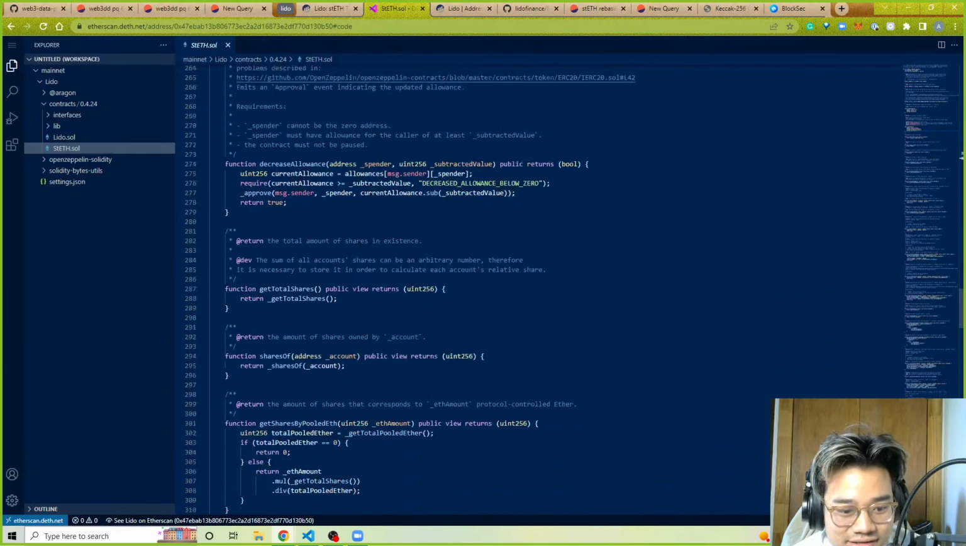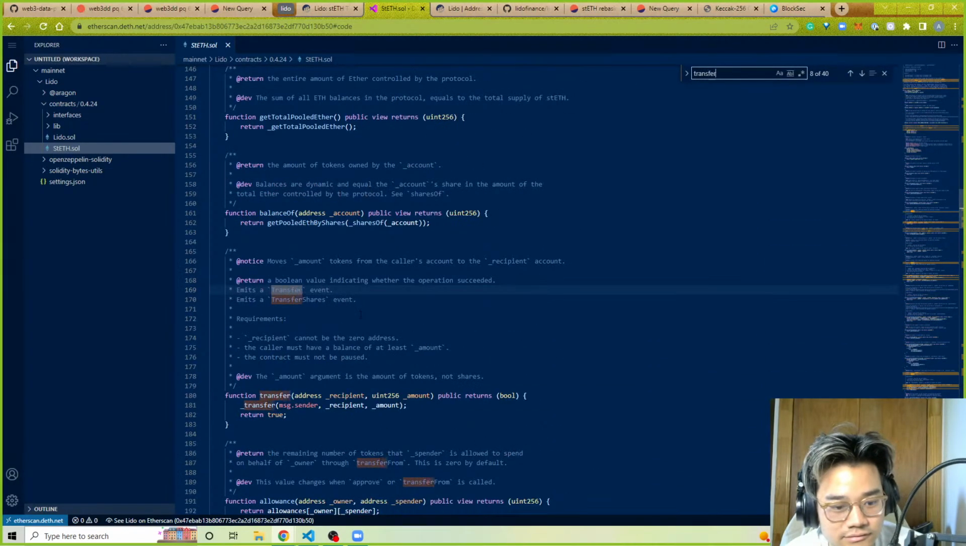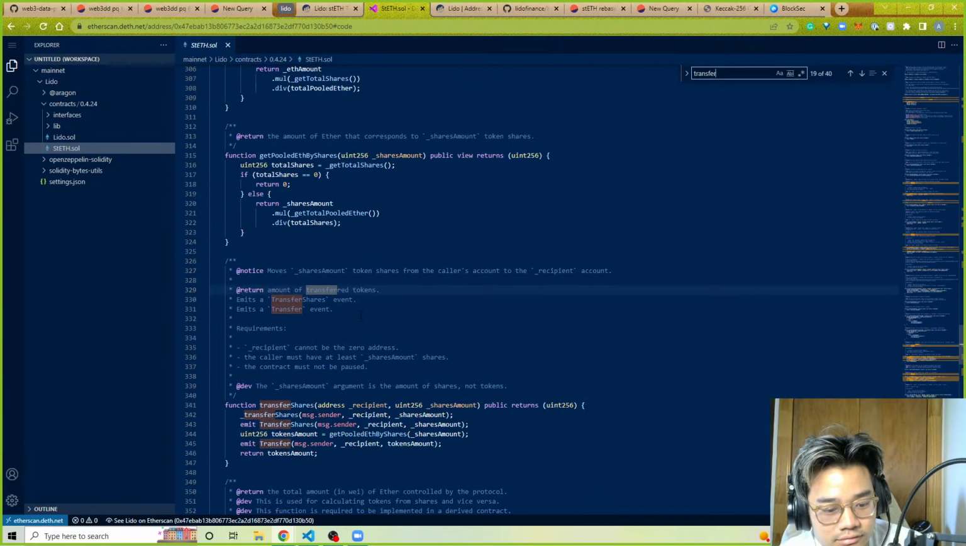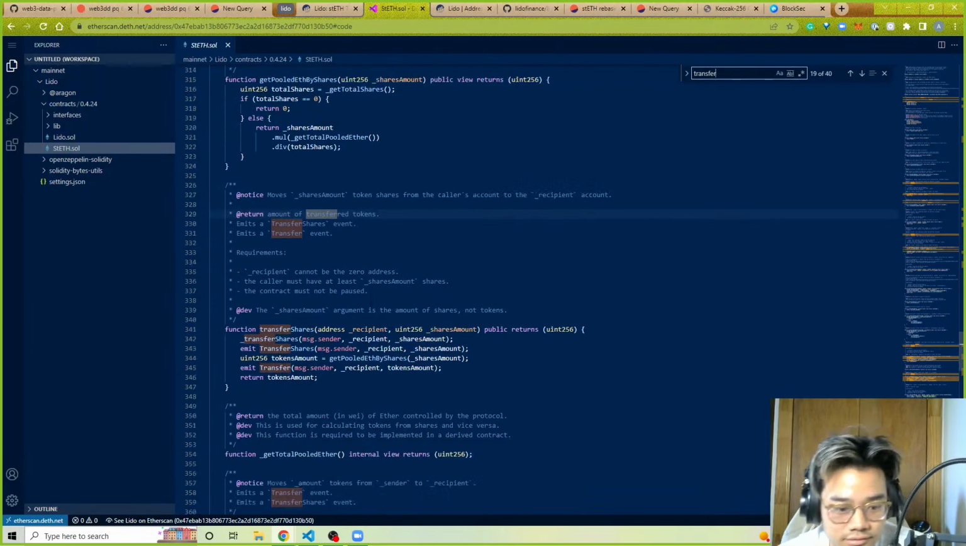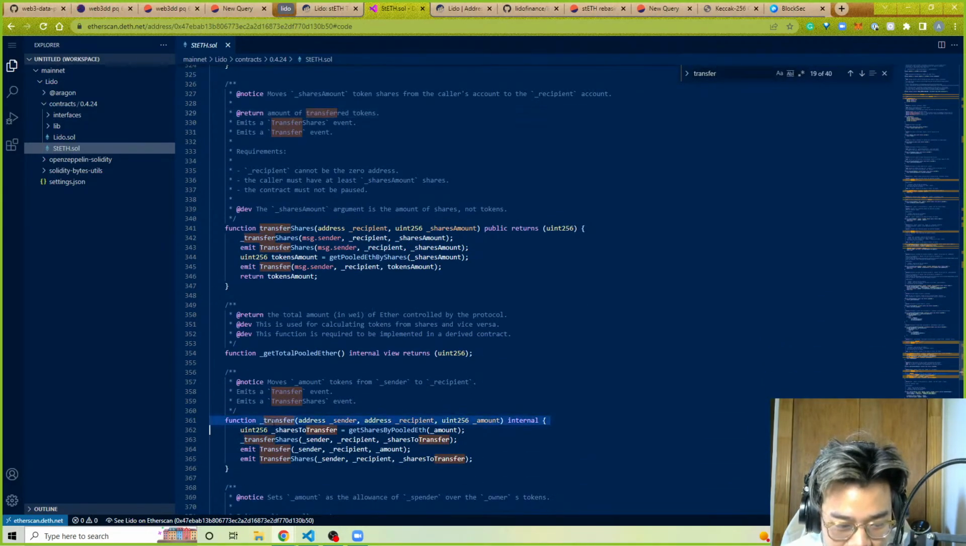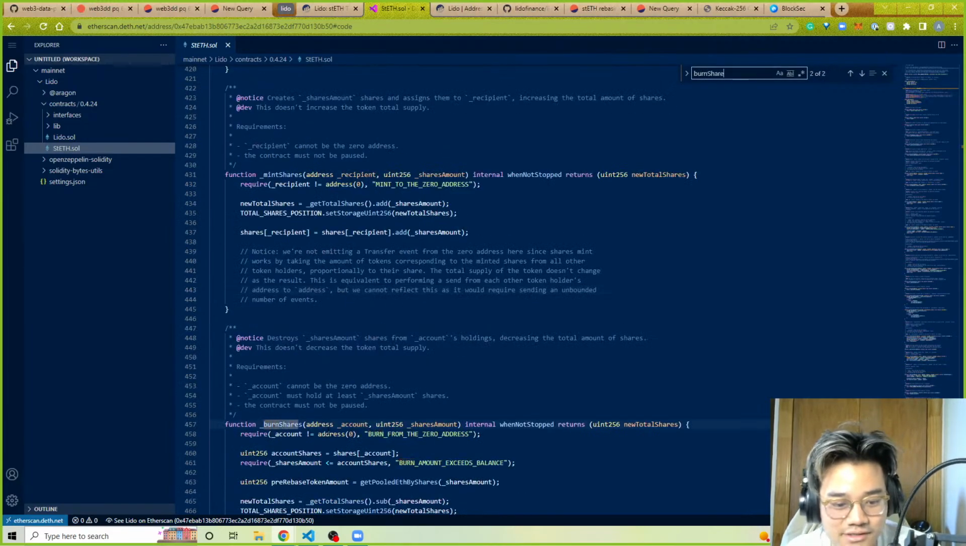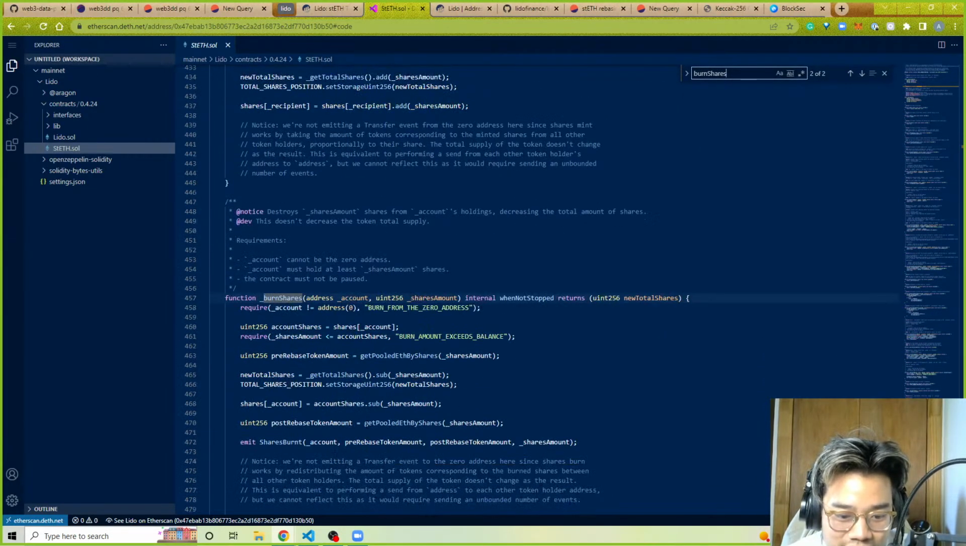So I'm trying to find it. Right, so when transfer is called, transfer shares is also called. And again, this is important, because otherwise, if I swapped something in Uniswap and I have the tokens, but the shares weren't transferred, someone can still burn the shares for the underlying ETH amount, but then I wouldn't be able to burn the token, if that makes sense.